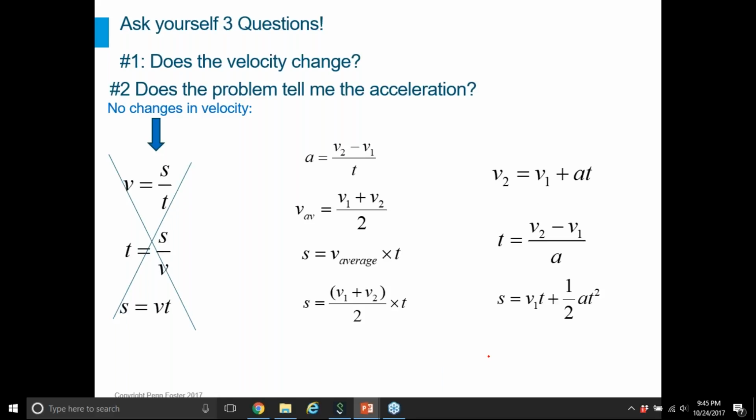Next question, does the problem tell me the acceleration? You might notice that in all of these 3 formulas on the right, there's an A in there for acceleration on the right side of the formula. That means we have to know acceleration in order to solve for whatever value is on the left side of the formula. In this middle group, we never need to know acceleration. The right side of the formula never has acceleration. The only place it appears is over here, where we're trying to figure out what the acceleration is. So obviously we don't know it, that's what we're trying to find.